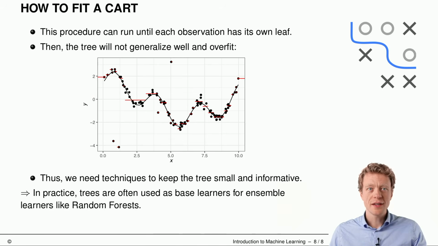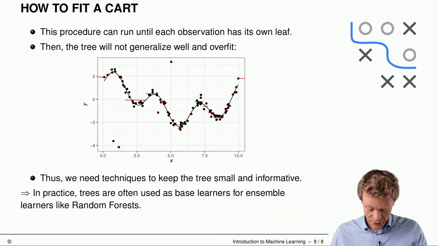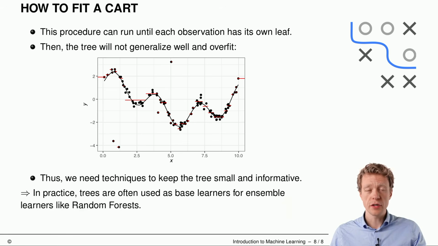This procedure can run until each observation has its own leaf. That's possible, but not recommended, because then the tree will not generalize well and will overfit. So in a very extreme case, where almost each observation has its own subregion, then it's really just an interpolation of the training data, which we already have seen is not a good idea. So we need some techniques to keep the tree small and informative, which we will tell you about in the deep dives here.